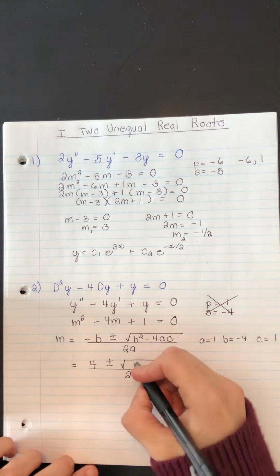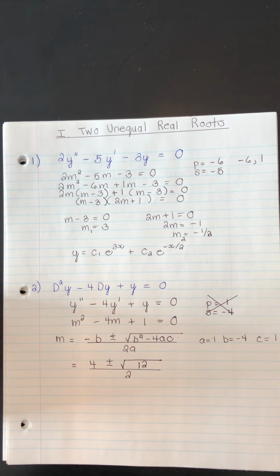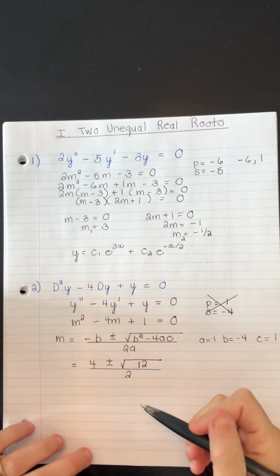Now, normally, we would go to a decimal result here, right? We'd do 4 plus root 12 and then divided by 2. But we're not going to do that here. So what we want to do is reduce the radical.